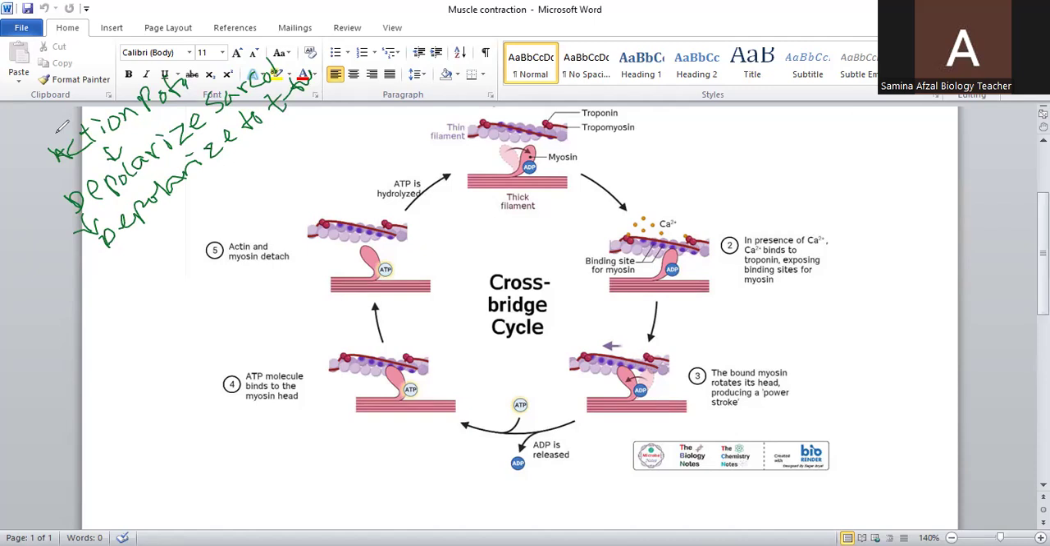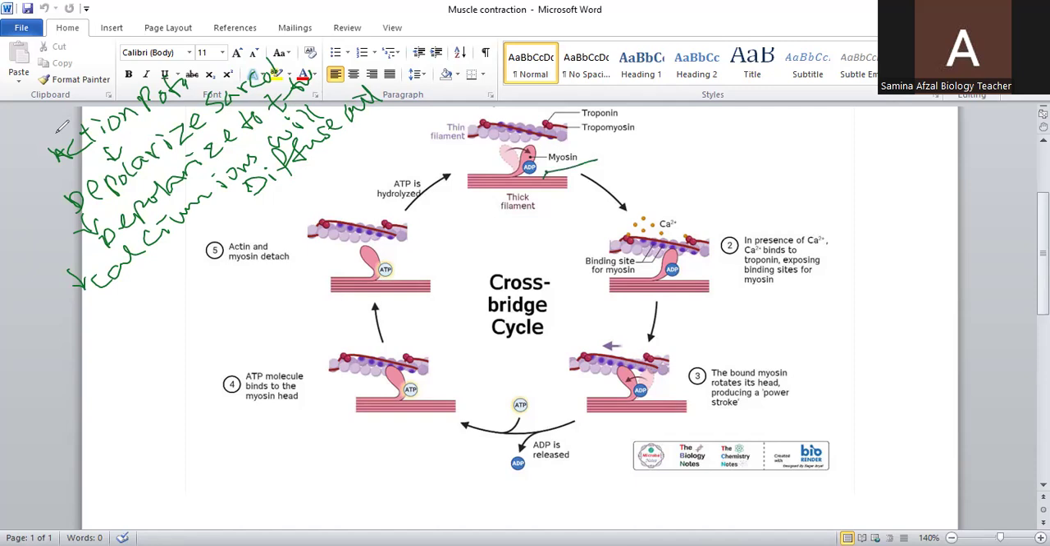So as a result of this, what will happen? The calcium ions diffuse out of the sarcoplasmic reticulum. The sarcoplasmic reticulum, just like the endoplasmic reticulum, stores and releases calcium ions. So calcium ions will diffuse out from the sarcoplasmic reticulum. So after the diffusion of them, those calcium ions.